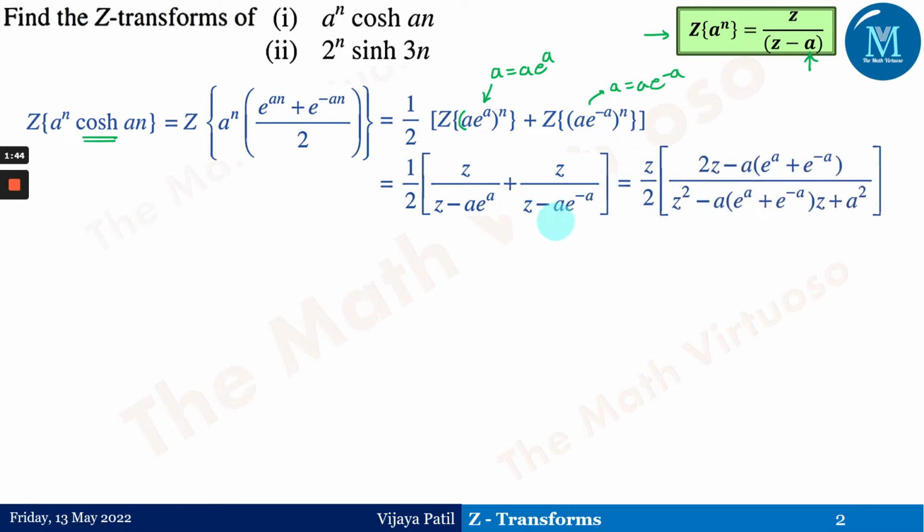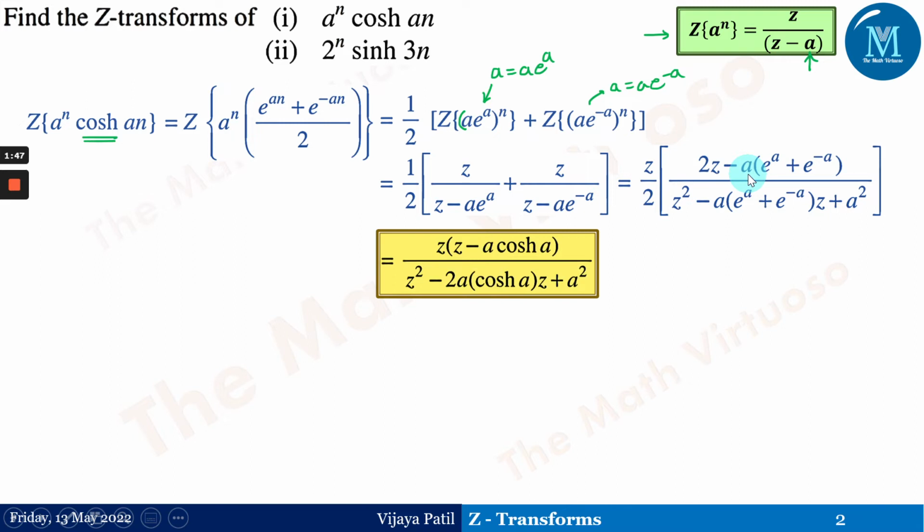Moving ahead and taking the LCM, cross multiplying and just adjusting the terms, we reach this particular thing. If you observe here, we have clubbed e to the power a plus e to the power minus a, which we did in the previous session as well, and we have written this as cos hyperbolic a. And this 1 by 2 we have taken care of, dividing and multiplying by 2, so we get cos hyperbolic a over here.